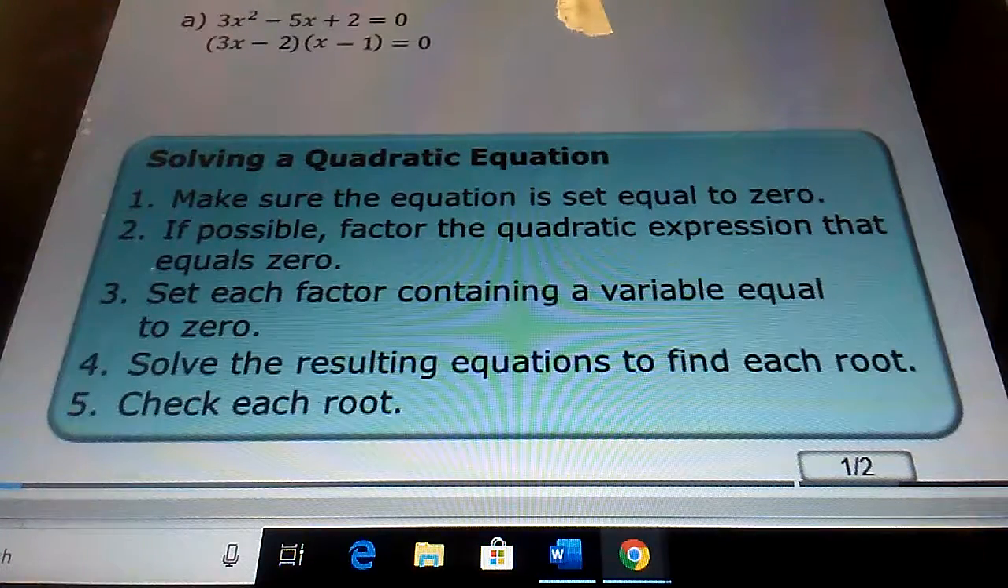For the outer product, 3x times negative 1 is negative 3x. For the inner product, negative 2 times x is negative 2x. Negative 3x plus negative 2x is negative 5x, the middle term we want, so we guessed correctly.